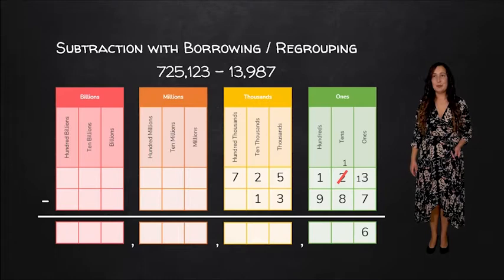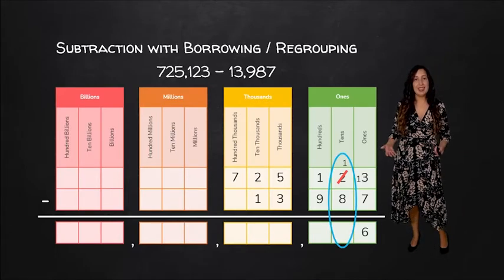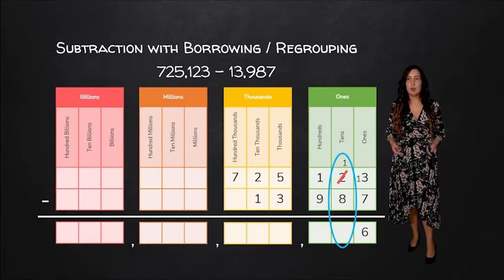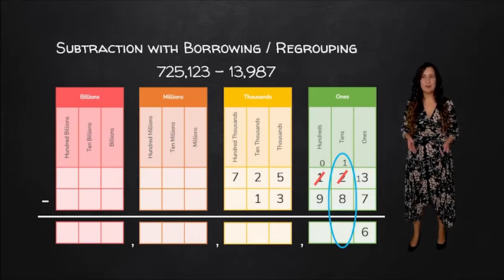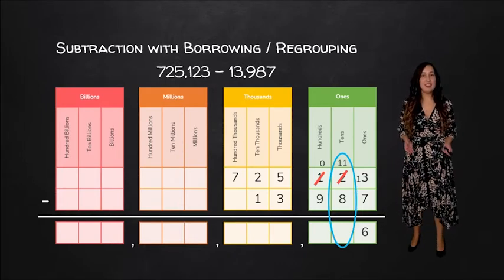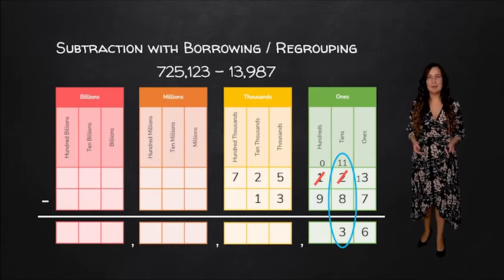And then we're going to move on to our tens place value. And now we have 1 minus 8, so we're going to do the same thing. We're going to borrow. So we're going to borrow from our hundreds place value, and this 1 is going to become a 0. Alright? And then the 1 in the tens place is going to become an 11. So here I have 11 minus 8, and 11 minus 8 is equal to 3.